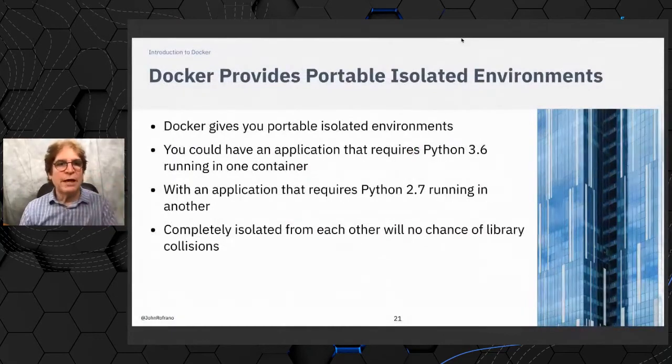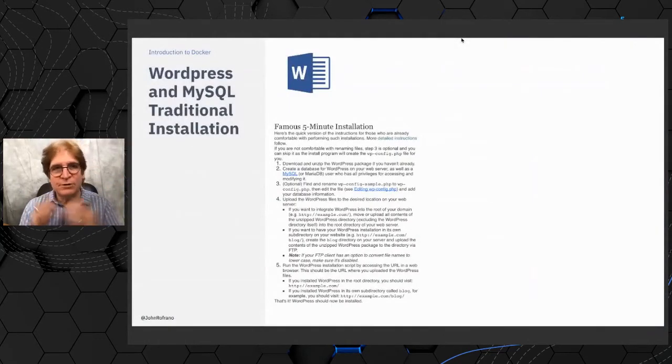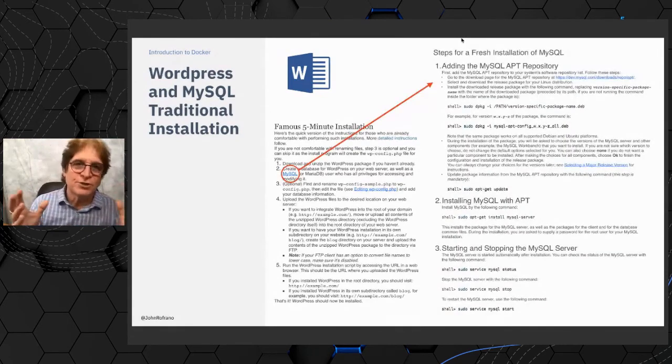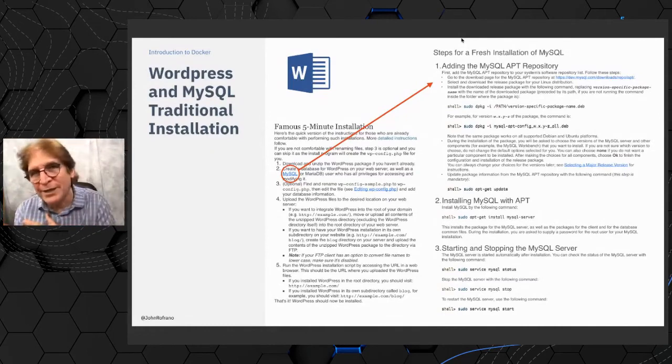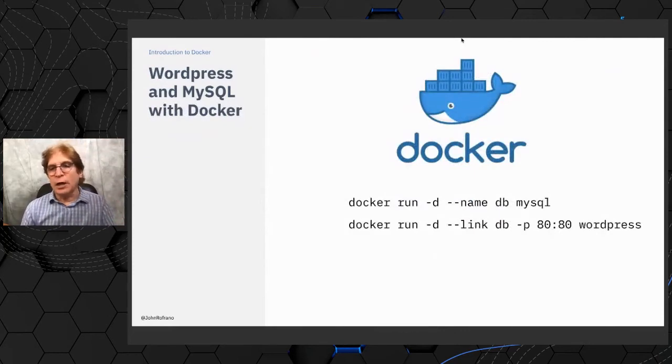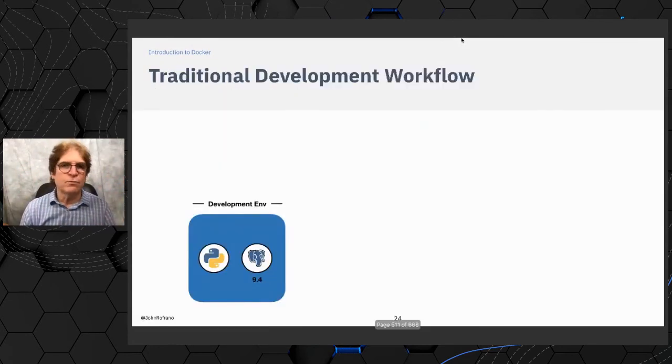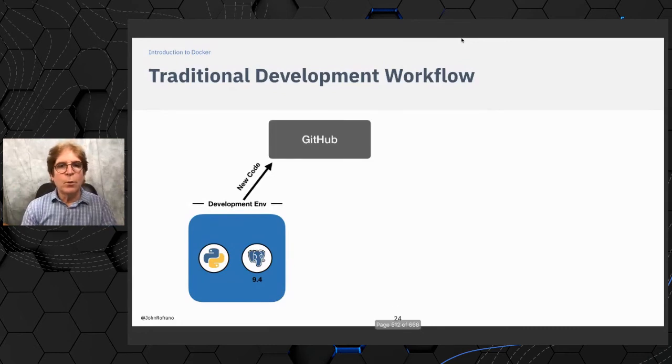So as these portable, isolated environments, here's the famous 5-minute WordPress install. What they don't tell you is that on step 2, you've got to install MySQL, which is another bunch of steps, right? So it's not 5 minutes. But in Docker, it's docker run a MySQL database, docker run WordPress, link it to MySQL, done. 2 commands, and you've got WordPress and MySQL up and running. It's really remarkable. So, when you do traditional deploys, and this is kind of important, right?